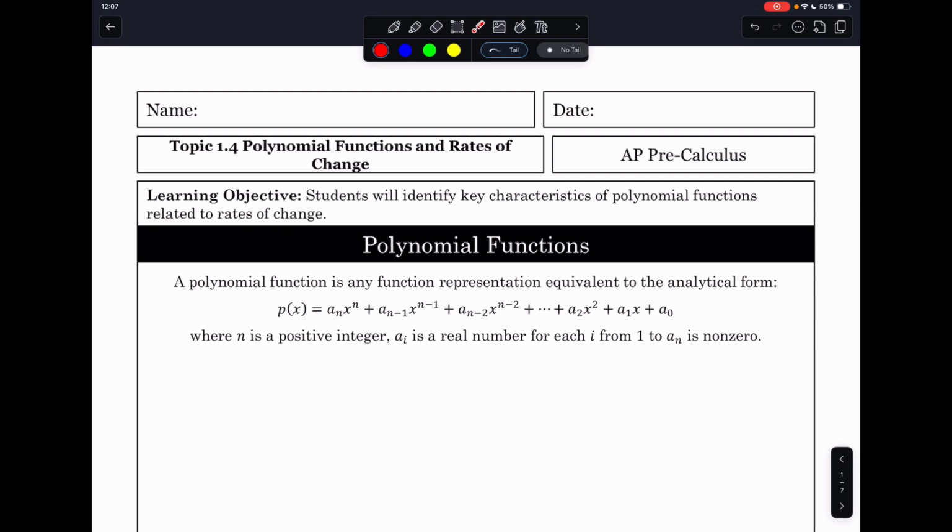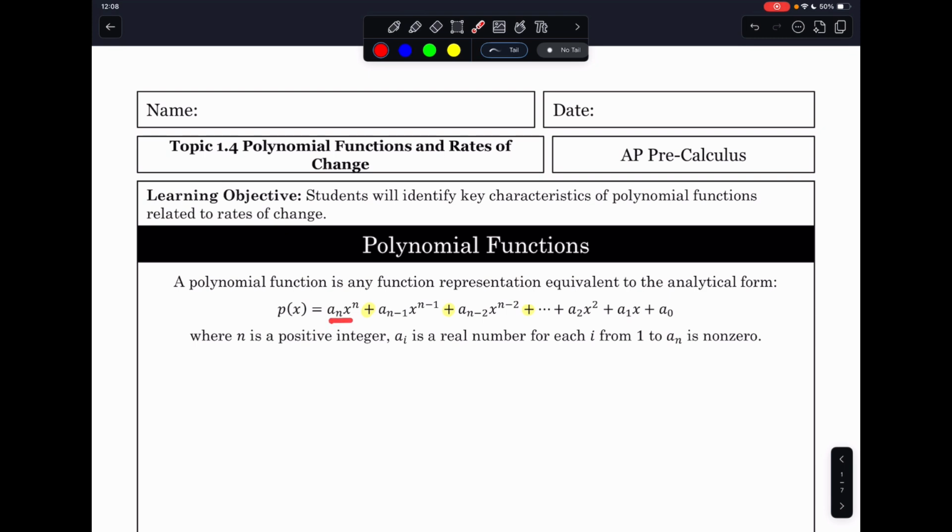Now, the most important part of a polynomial function, in order to classify it, is to understand that you're first of all adding again a bunch of terms together, and these exponents have to be positive integers, so positive whole numbers. So if these exponents are not positive, or if they're not a whole number, they're a decimal, a fraction, irrational, then this is not going to be a polynomial.